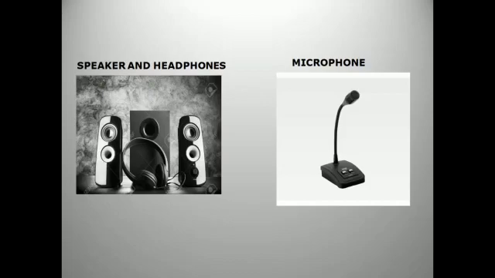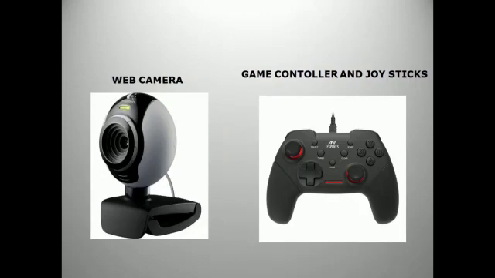We can connect a microphone to record sound or talk with someone else over the internet. So why do we use a microphone? To record our sound or to communicate with another person over the internet. Web camera. A web camera or webcam is a type of input device that can record videos and take pictures. So we know why we use cameras. Cameras are used to take pictures and to record videos.